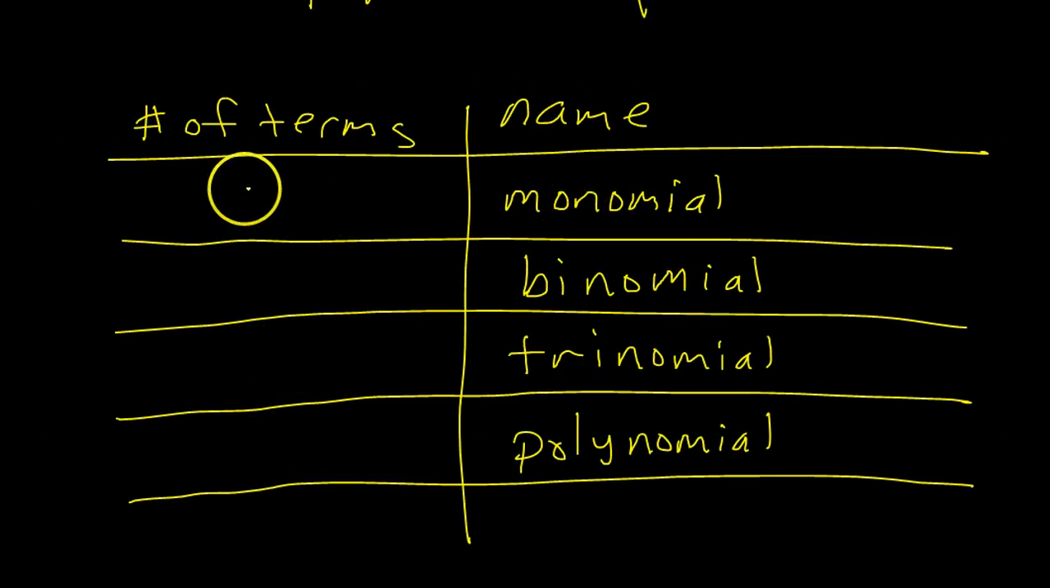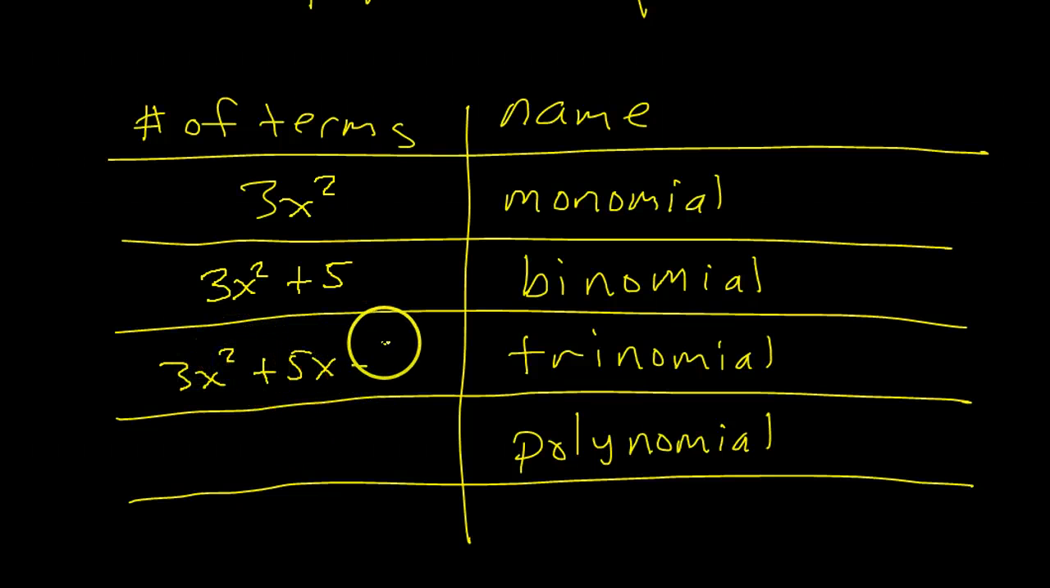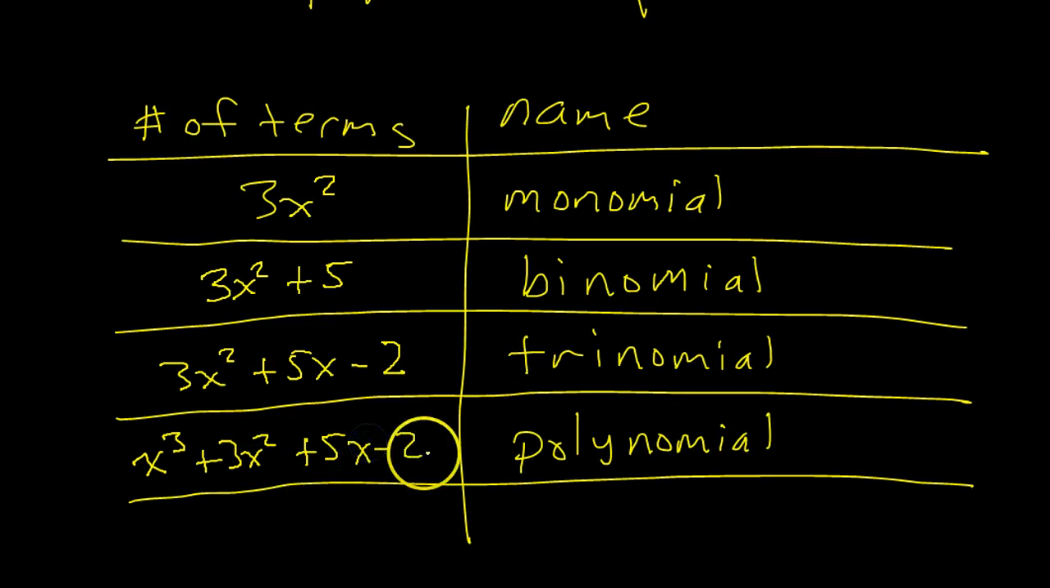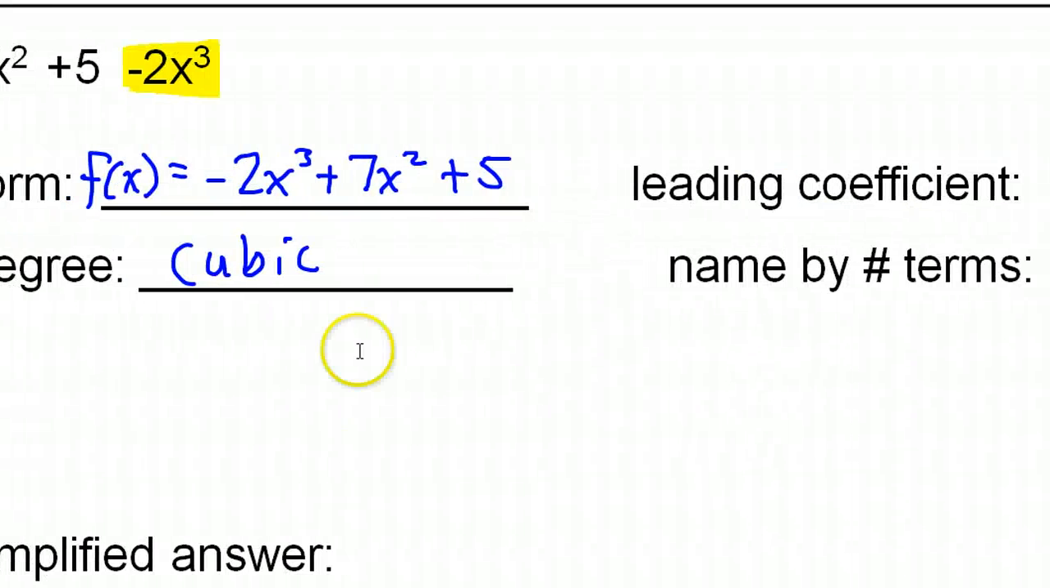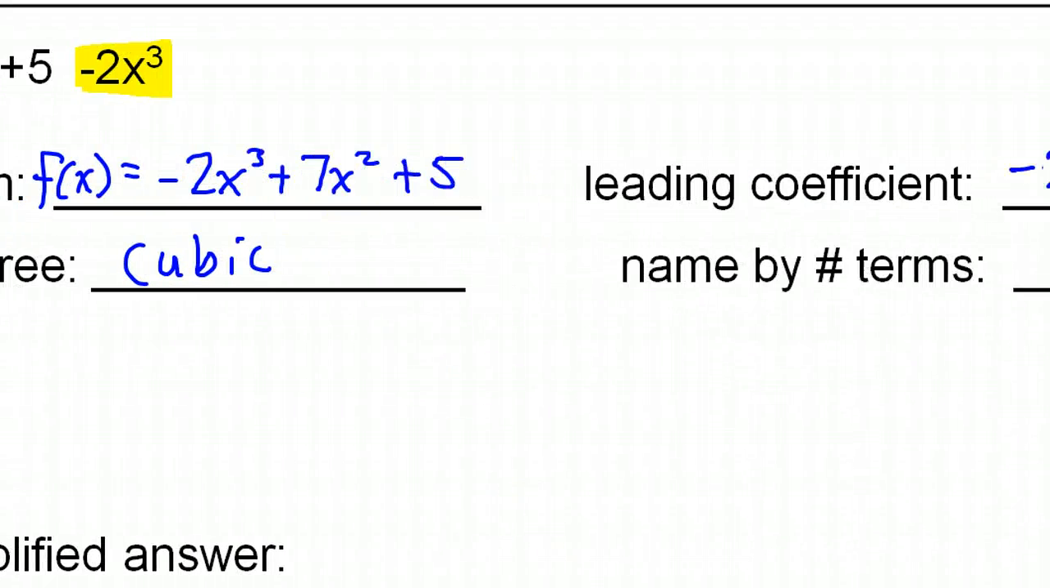So a monomial, like if I had 3x squared, that would be a monomial, one term. If I had 3x squared plus 5, now that's a binomial. If I had 3x squared plus 5x minus 2, that's a trinomial. And anything else after that, if I had x to the third power plus 3x squared plus 5x minus 2, we have no special name for that. We've got to go with polynomial at that point. So looking back at this one, it has 3 terms, so that is a trinomial.